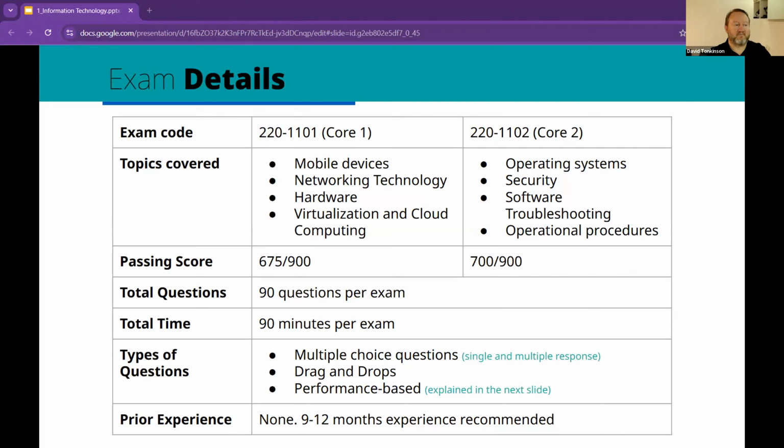Prior experience, none. You don't need prior experience to sit the exam. 9 to 12 months experience recommended. Do this course. That's probably all you're going to need.